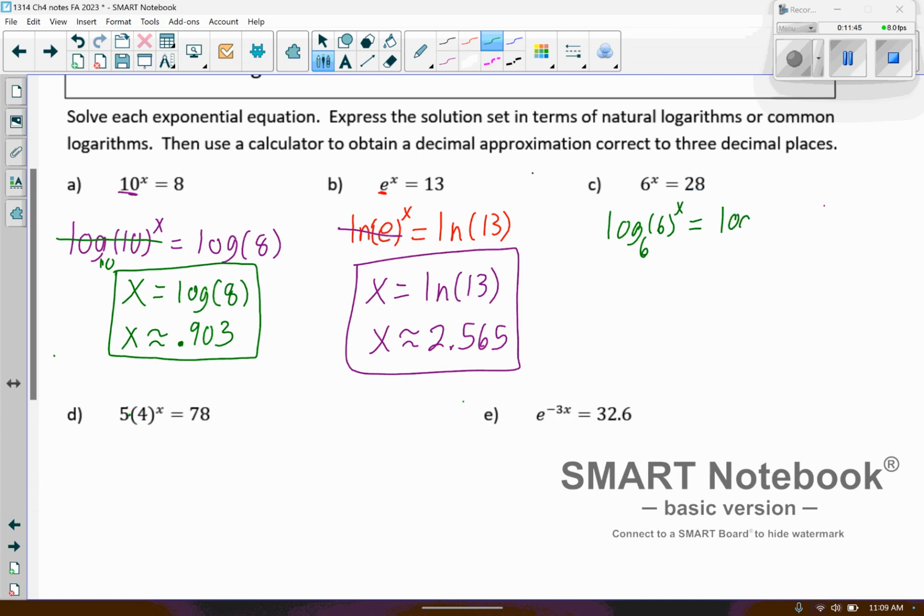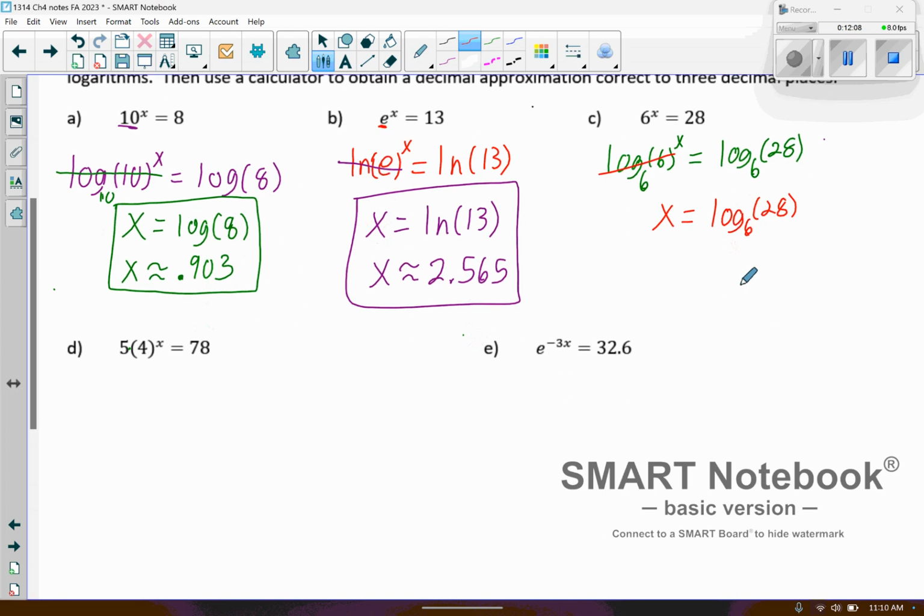So then I have to take log base 6 of 28 right here. And so what will happen here is this will reduce down to the power, and then I'm left with log base 6 of 28. Now, depending on what calculator you're using, you may be able to input that. But most of the calculators that we work with, you have to use the change of base formula. And I believe on your homework, that's how they're going to want you to put in your exact answer.